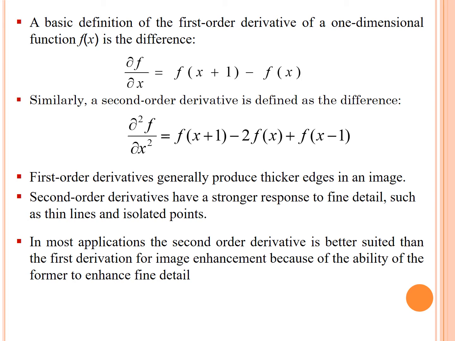First order derivatives generally produce thicker edges in an image. Second order derivatives have a stronger response to fine detail such as thin lines and isolated points. In most applications, the second order derivative is better suited than the first derivative for image enhancement because of the ability of the former to enhance fine detail.